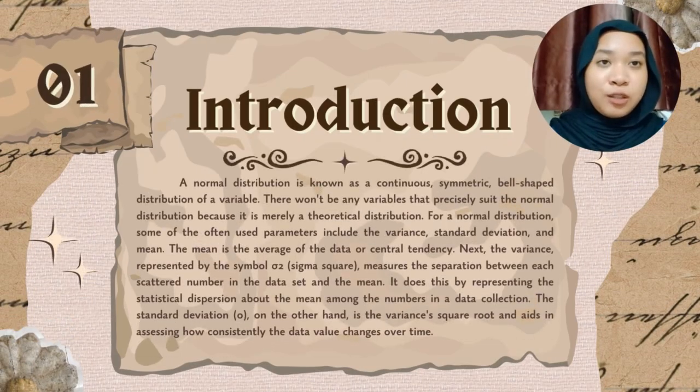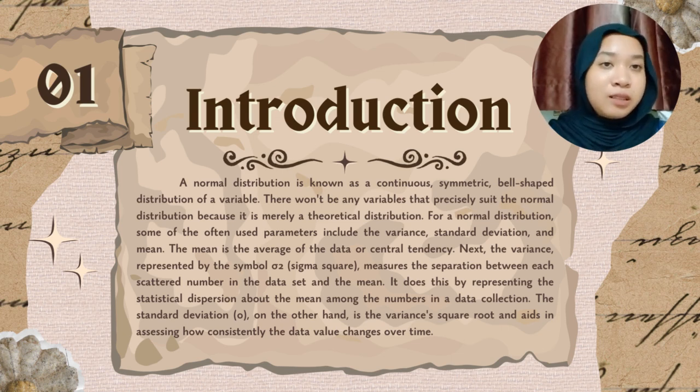For introduction, a normal distribution is known as a continuous symmetric shape distribution of a variable. There won't be any variables that precisely suit the normal distribution because it is merely a theoretical distribution. For a normal distribution, some of the often used parameters include the variance, standard deviation, and the mean. The mean is the average of the data or central tendency.